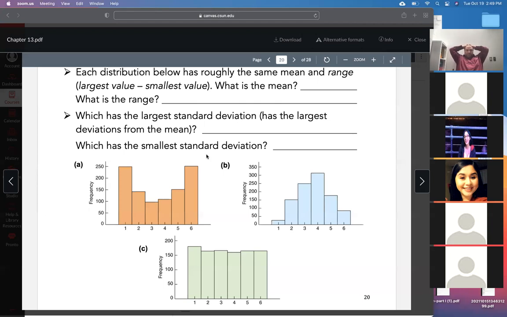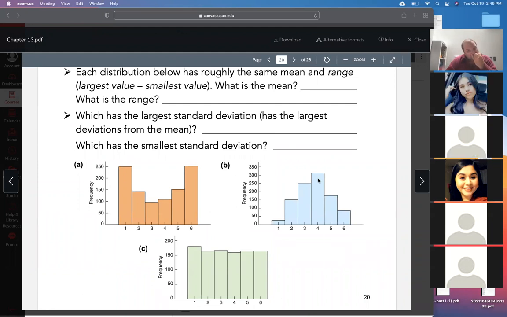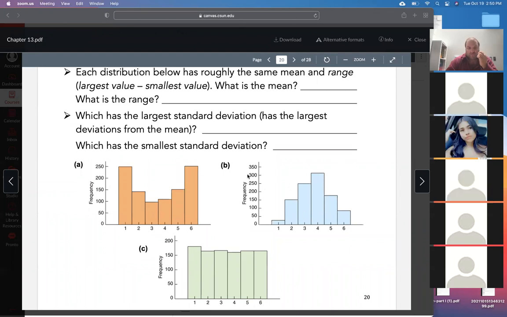C? No, B does. If you look at B, the majority of them are between 3 and 4, some 4, 2, and 5, and very few 1 and 6. The majority of them are really close to the mean, correct? For C, about the same number are close to the mean as are far from the mean. So C is kind of like a middle ground between A and B. Does that make sense? Yeah. Everyone? Yes. Okay. Yeah, makes sense. So A has the largest, B is the smallest, C is somewhere right in between.